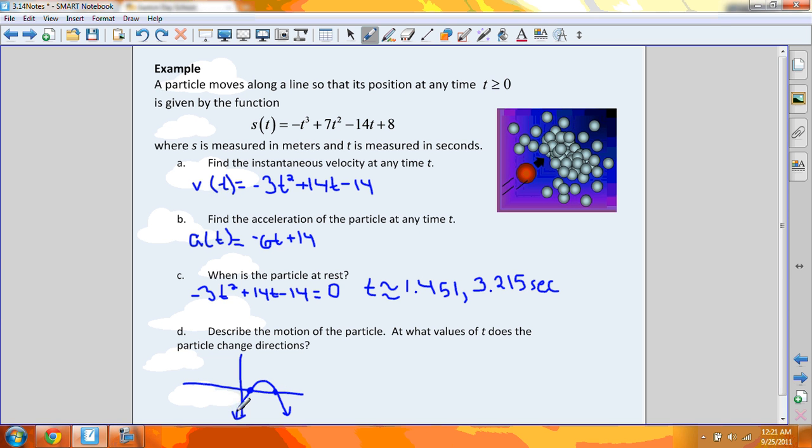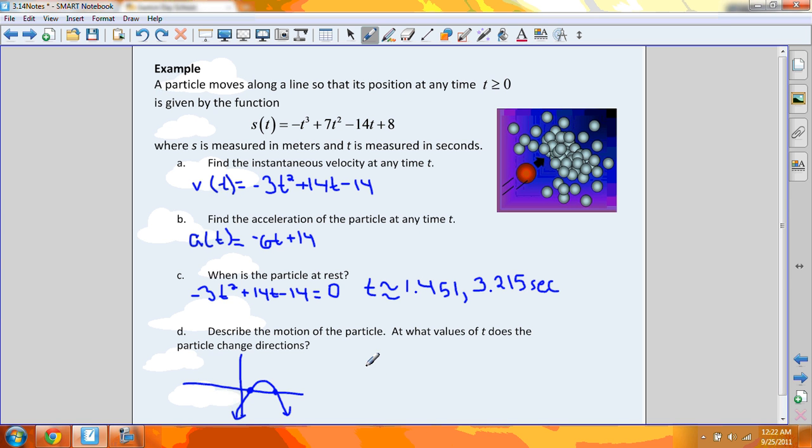So, obviously it doesn't make sense when t is less than 0, or I guess it does make sense. It does work when it equals 0, but it doesn't work when it's less than 0. So I'm going to say for t between 0 and 1.451, my velocity is negative. Having a negative velocity means that my particle is going in the negative direction, which means it is going to the left. Okay. And then at 1.451, it is going to stop, right, because my velocity is 0.